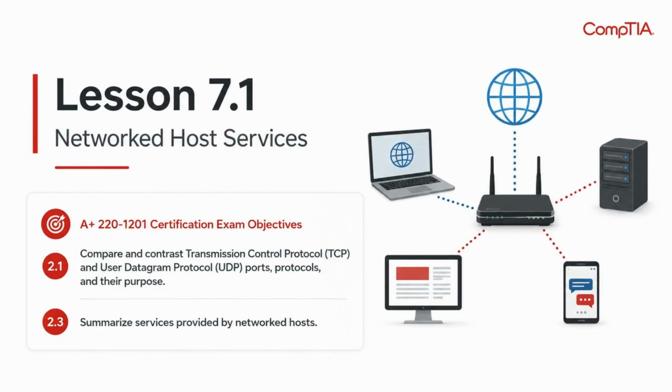Lesson 7.1, Networked Host Services. This lesson maps to CompTIA A+ 2.1 and 2.3 objectives. 2.1, comparing TCP and UDP ports, protocols, and their purposes. And 2.3, summarizing services provided by networked hosts.